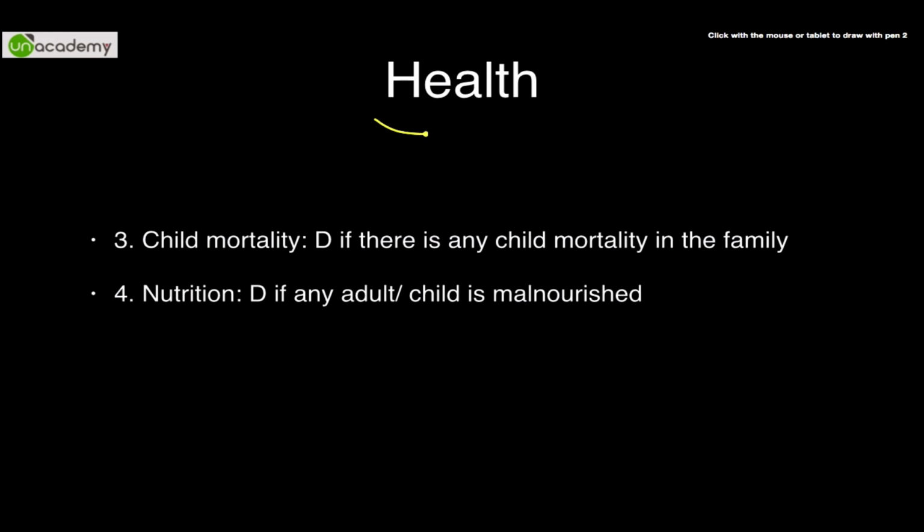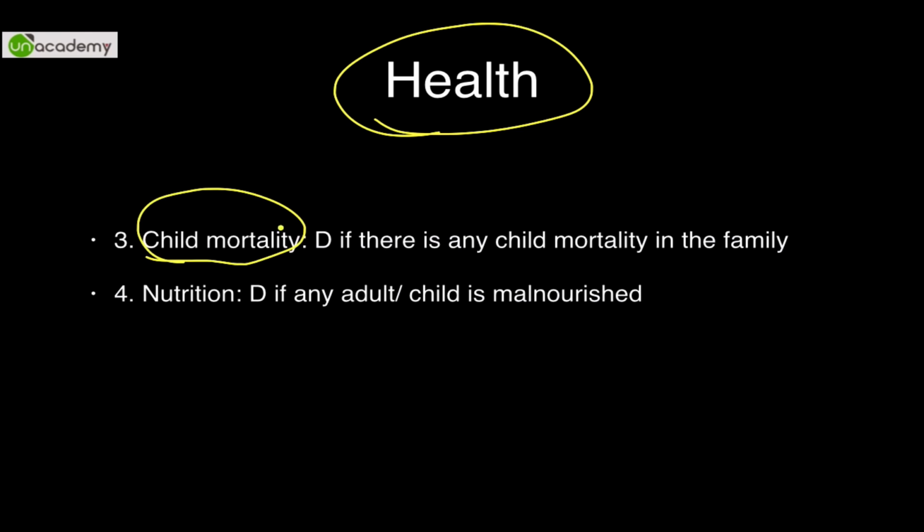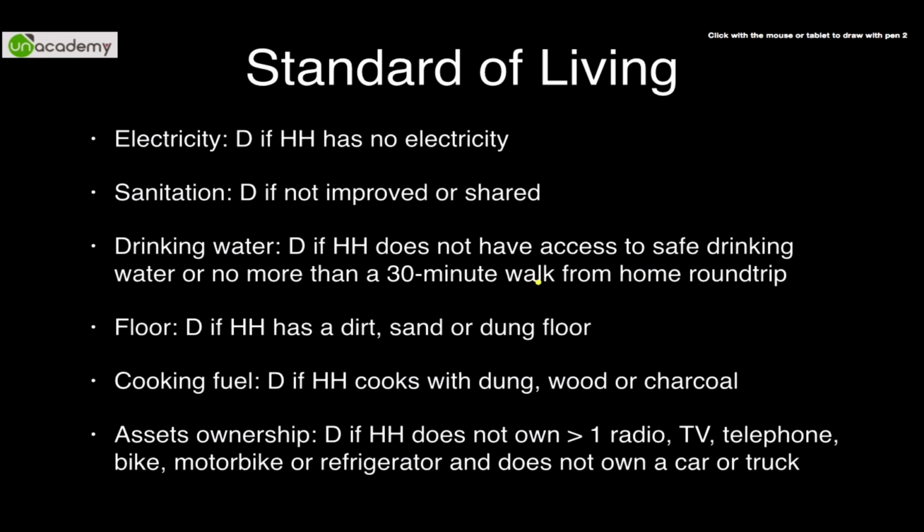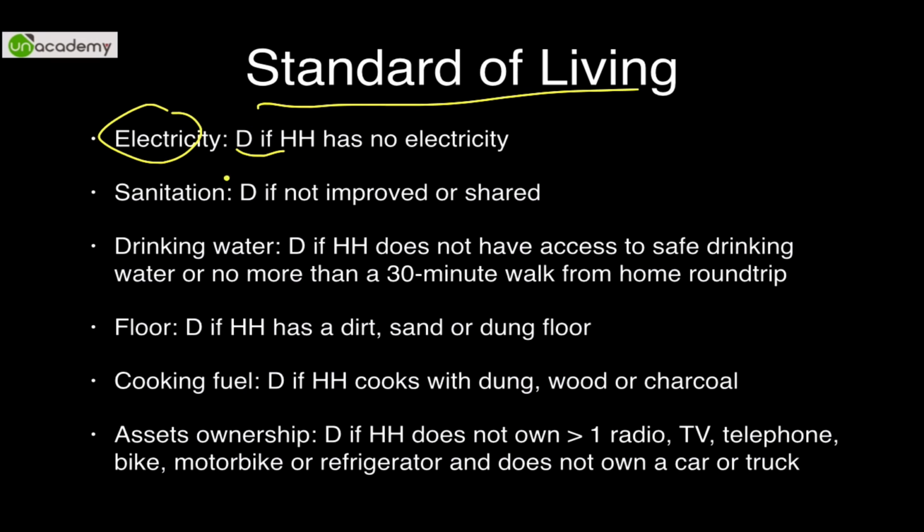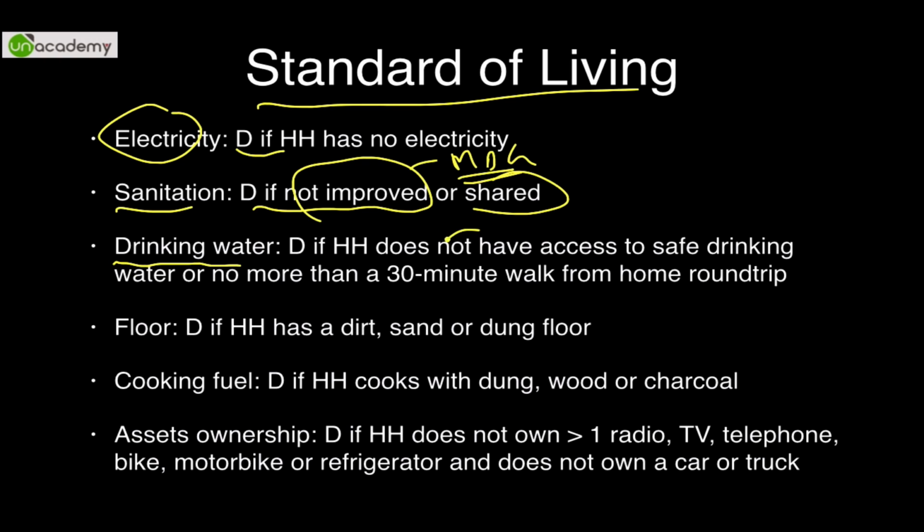Now third is health. Child mortality: if there is any child mortality in the family, it is deprived. Nutrition means if there is any adult or child malnourished. Now standard of living is obviously electricity, means if you have no electricity then you are deprived. Sanitation means if it is either not improved according to the MDG standards, Millennium Development Goal, or it is shared with other households. Then drinking water: if you do not have access to safe drinking water, then you are deprived, or if you have to walk for more than half an hour, then also you are deprived.